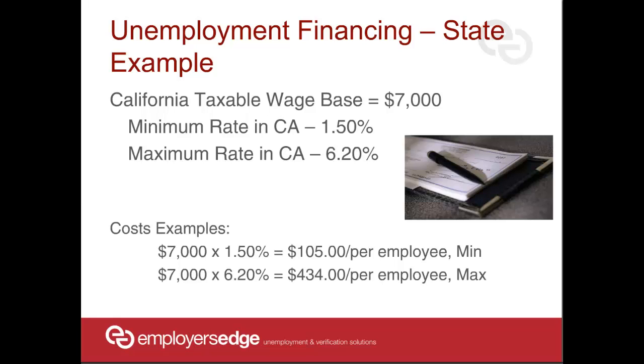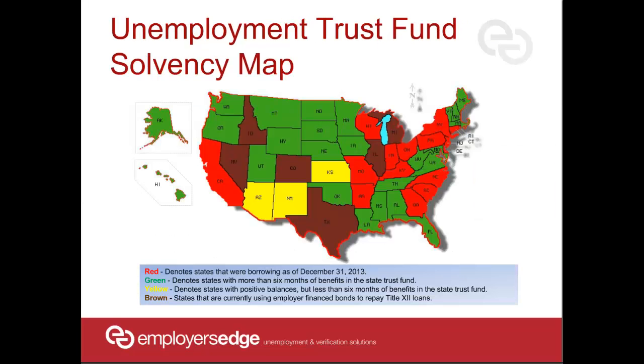I will tell you also that California is $10 billion, that's billion with a B, in debt to the federal government for their Title 12 loans. A Title 12 loan is when there was not enough money left in California EDD to pay benefits, so they had to borrow from the federal government, FUTA, to pay benefits out to claimants. As you can see on this map, there are a number of red states that are borrowing right now from the federal government. They have to pay back that debt, and they have to pay it back with interest.